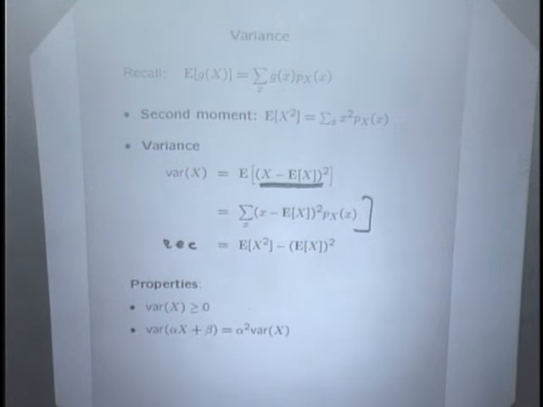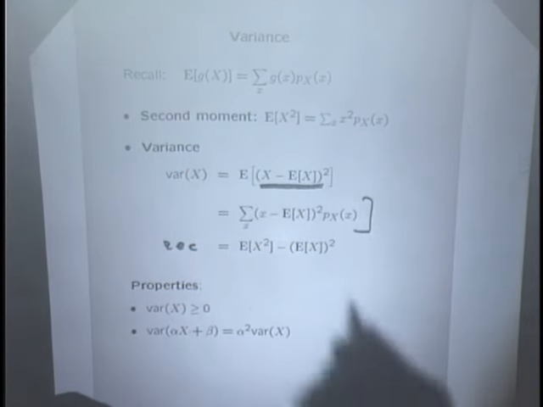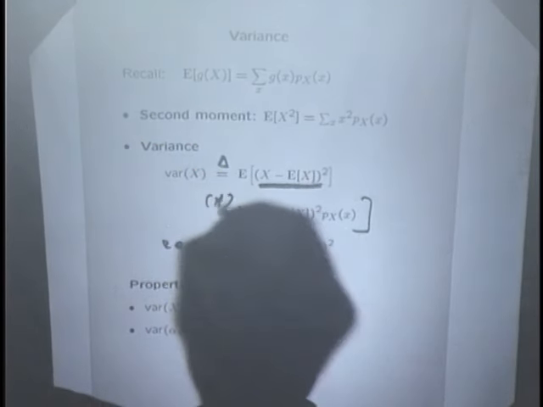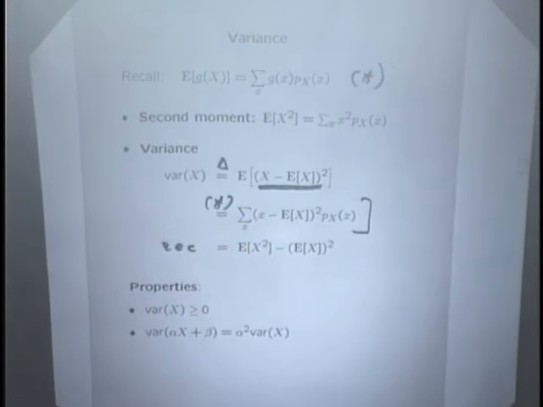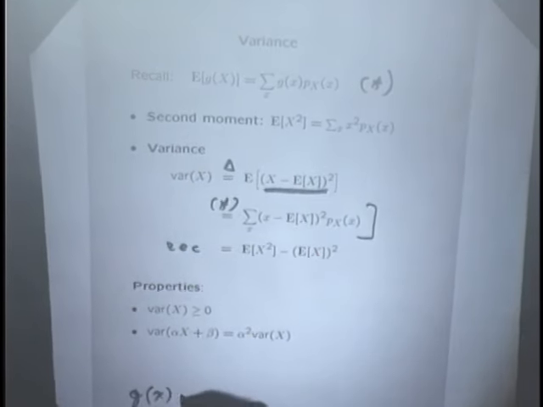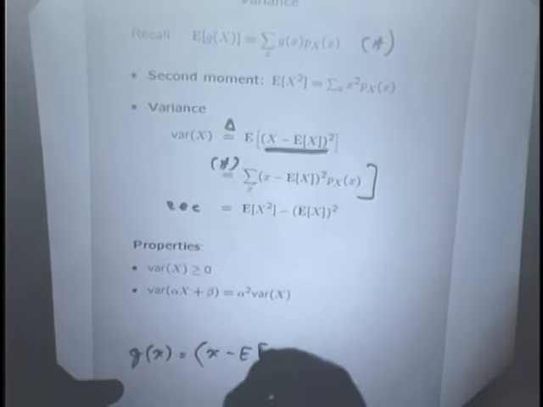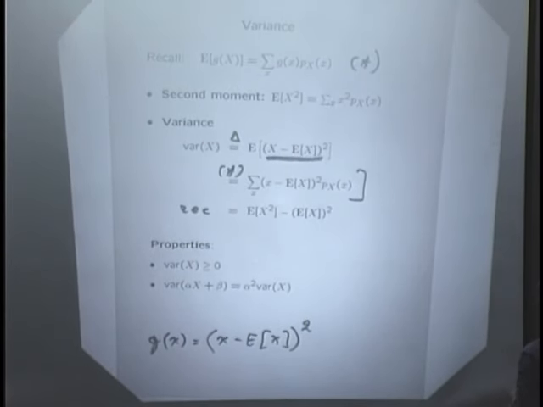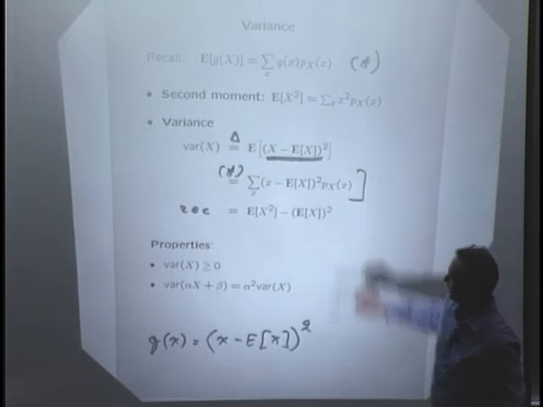So to summarize what we did up here, the variance, by definition, is given by this formula. It's the expected value of the squared deviation. But we have the equivalent formula, which comes from application of the expected value rule to the function g of x equals x minus expected value of x, squared. Okay. So this is the definition. This comes from the expected value rule.